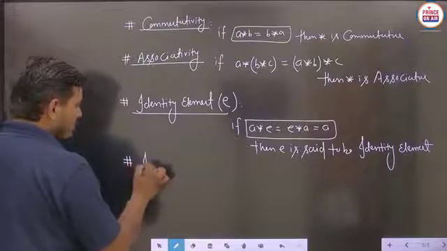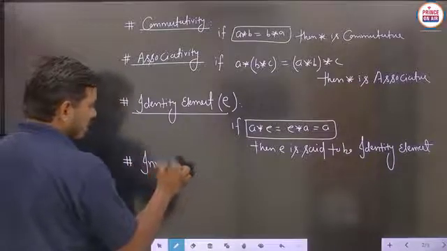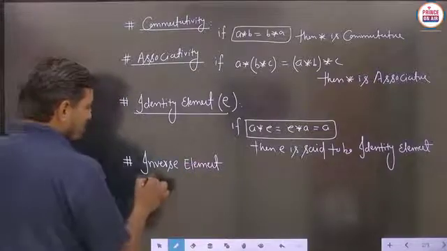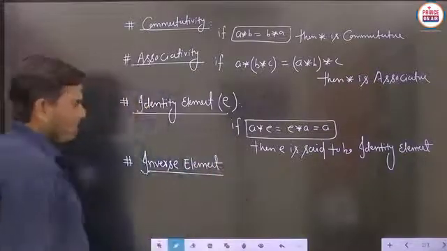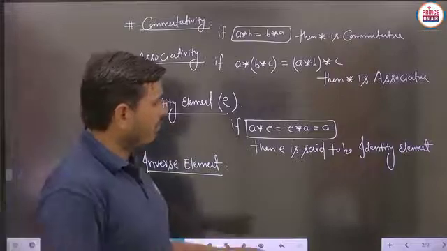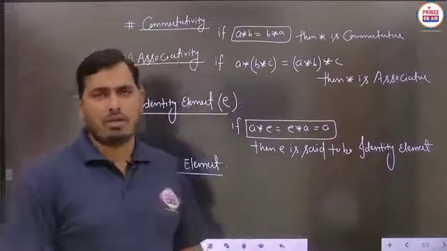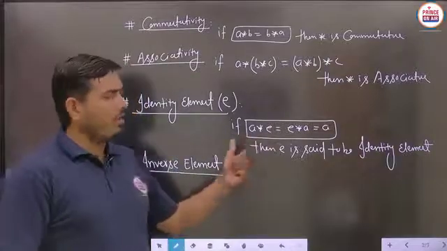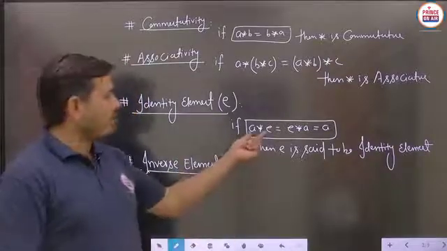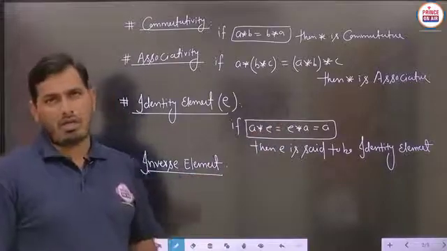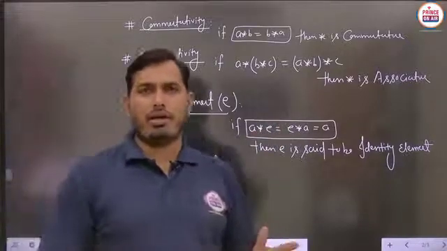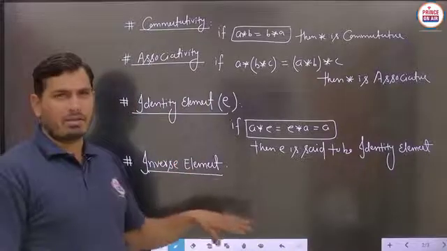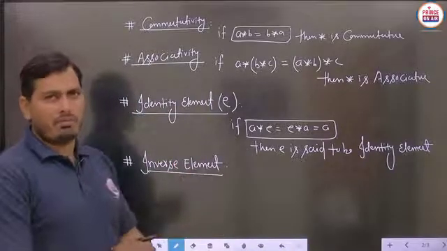Next one is the inverse element. So basically student, any inverse element will exist in case the given binary operation has the identity element. Sometimes the identity element does not exist, because sometimes A star E is not equal to E star A, then definitely we can say that the identity element does not exist. But suppose the identity element exists, then definitely student the inverse element will exist.